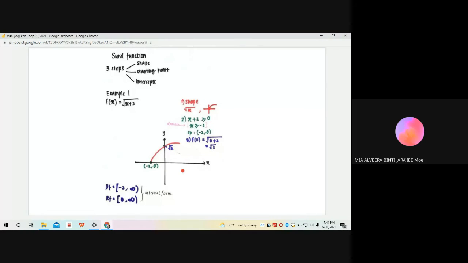And then you can find the domain. The domain is the intervals of x. So as you can see, the intervals of x only starts at negative 2. So that's why you have to include negative 2, which explains the closed bracket. And then it will extend until positive infinity. Okay, and then for range, you'll have to refer to the intervals of y. Like I said, the intervals of y starts at 0. So from 0, it'll extend to positive infinity.